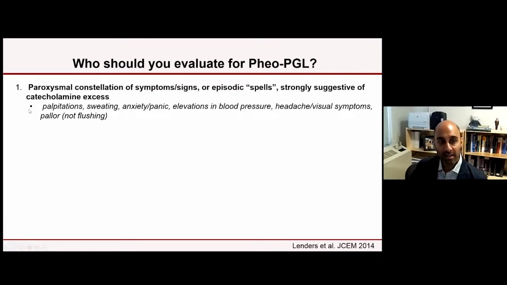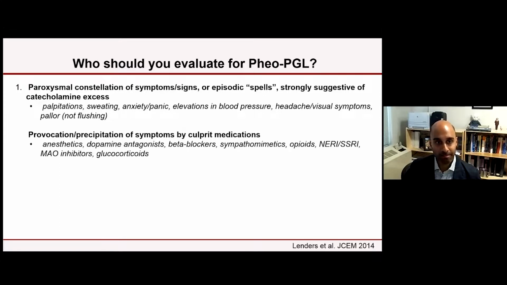An important thing is sometimes people may describe pallor, whiteness of their face or complexion. But flushing is not a sign of pheochromocytoma. Flushing is a sign of vasodilation, not vasoconstriction. And flushing is not a symptom that you want to then use to evaluate for pheo and paraganglioma, because you're going to be stuck with more false positives than true positives.